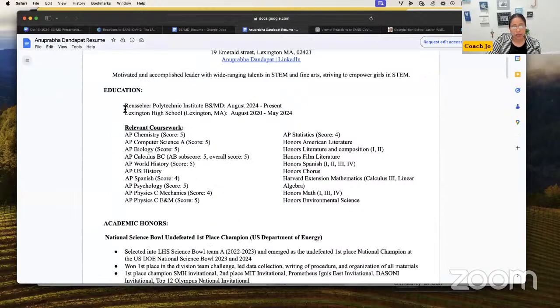As you can see, her coursework, she had AP Chemistry. She also had Computer Science. Please don't misconstrue that. I'm applying to medicine. Why should I take computers? Computer science is problem solving. And also don't ignore history.